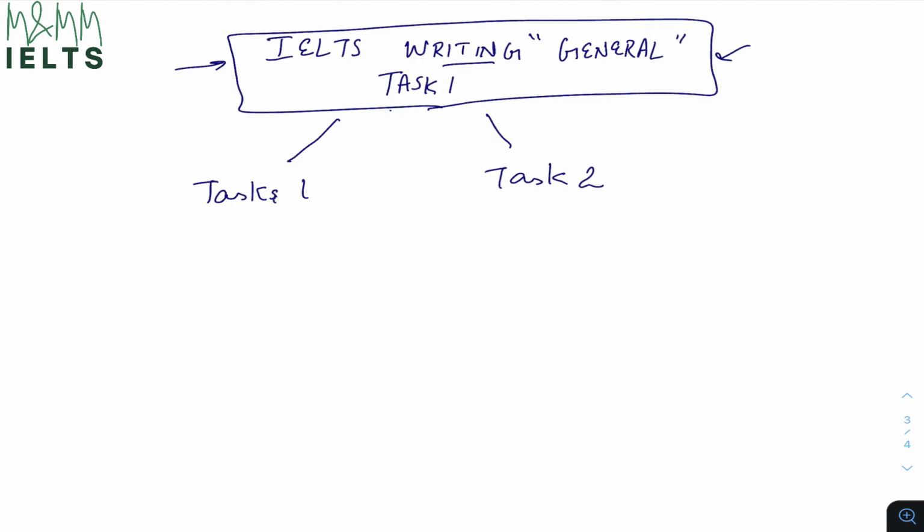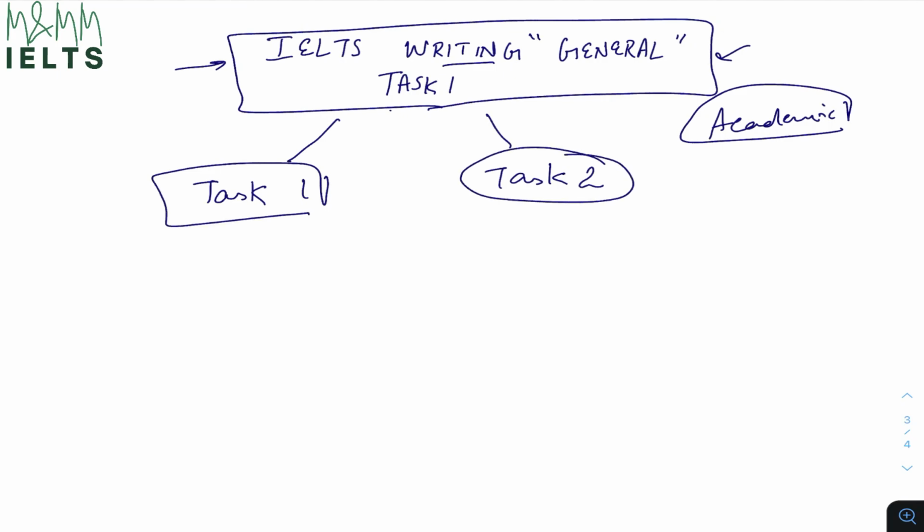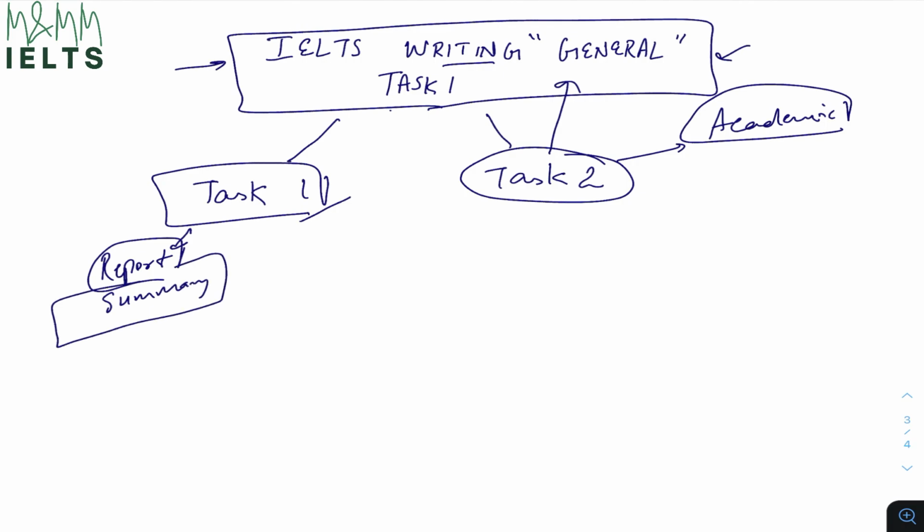Because we are covering the general exam, there is another exam that we call academic. The difference between general and academic is simply task 1. Task 2 remains exactly the same for both, so there's no difference in that. But task 1 for the academic exam is some sort of report or summary that we need to write based on what type of exam you give. For the general exam, task 1 is always going to be a letter.